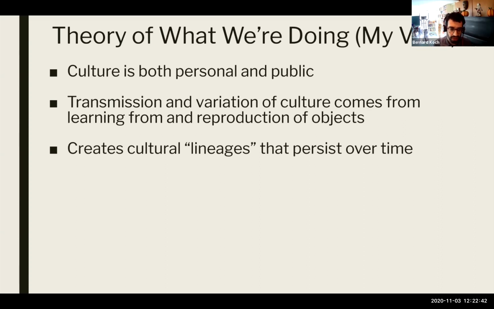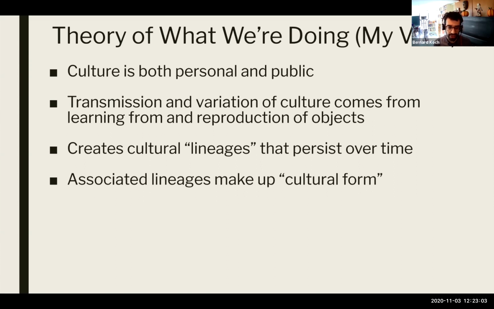Over time, these chains of learning and reproduction create lineages that persist over time. I think that's very much a cultural attraction idea, but this framework in general is consistent with a lot of different views on cultural evolution. Together, the processes of transmission and variation create a bunch of associated lineages that make up a cultural form. In music genres, we can think about all of the associated social, aesthetic and musical ideas that together make up what we call pop music, or in this case, metal music.